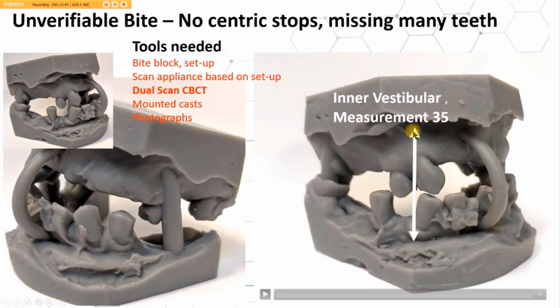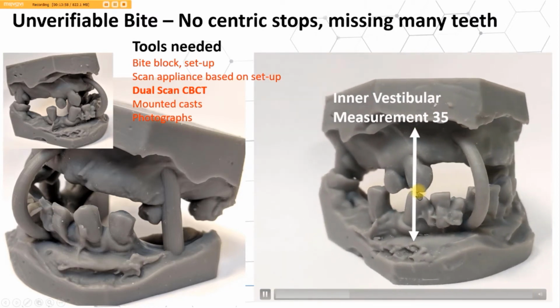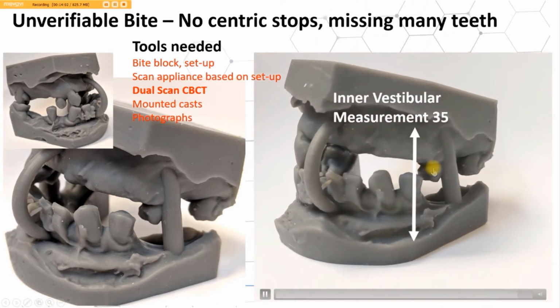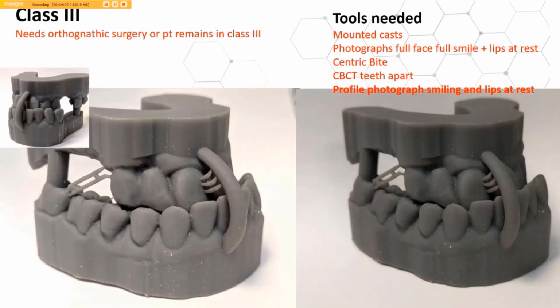But just to start off in the right direction, you can take an intervestibular measurement, which, just like the Shimbashi measurement, is going to be close to 35 millimeters from vestibule to vestibule. This will give us an average of whether the patient needs to be opened or not.